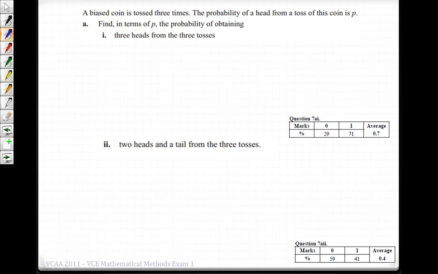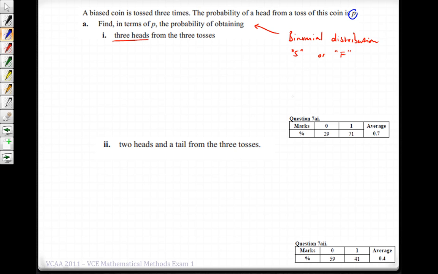Okay, so question 7 says a biased coin is tossed 3 times. The probability of a head from a toss of the coin is P. Find in terms of P the probability of obtaining 3 heads from 3 tosses. So we can identify this as a binomial distribution, where we either have success or fail. So success is a heads for this question, and a fail would be a tails.